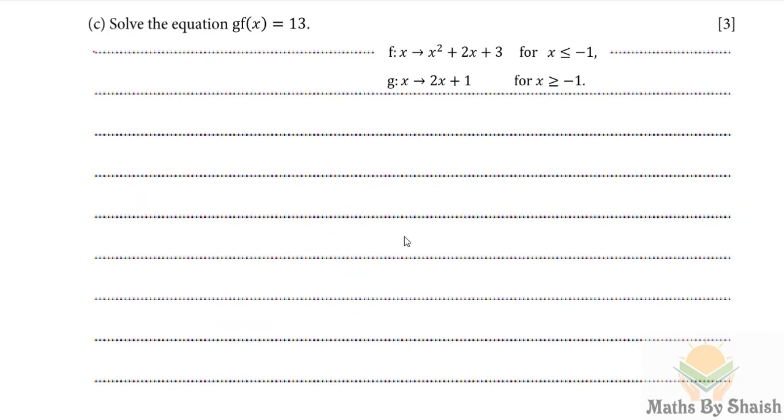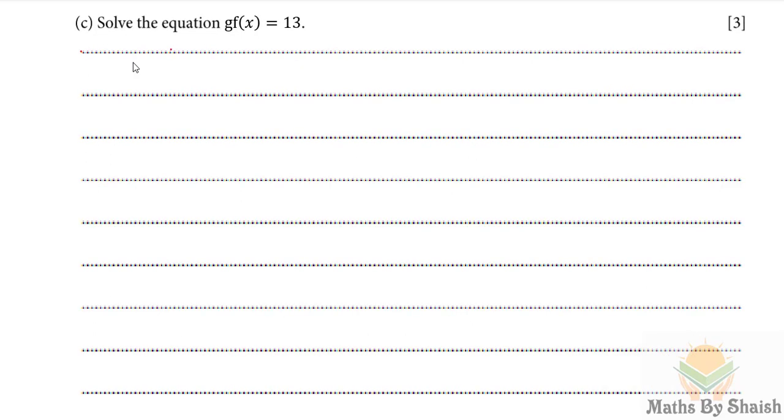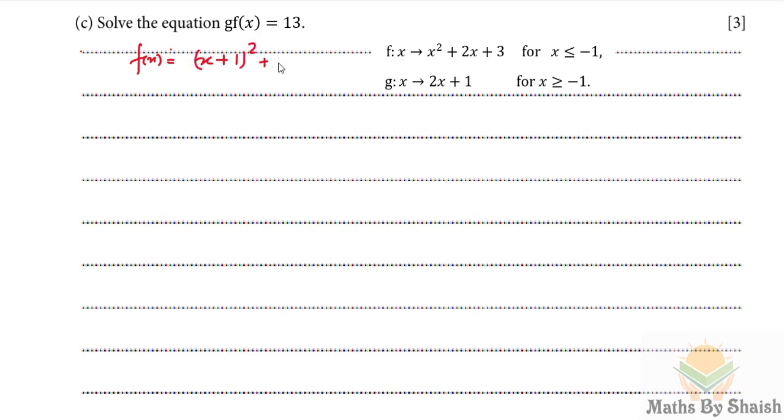And here's the C part. Solve the equation gf composite function gf of x equals 13. So first of all, I'll bring the function so that it would be easy. And here's the function now. If we need to solve this, and we know f(x) from the first part, we have written f(x) as (x + 1) whole square plus 2. So we'll use this composite function.